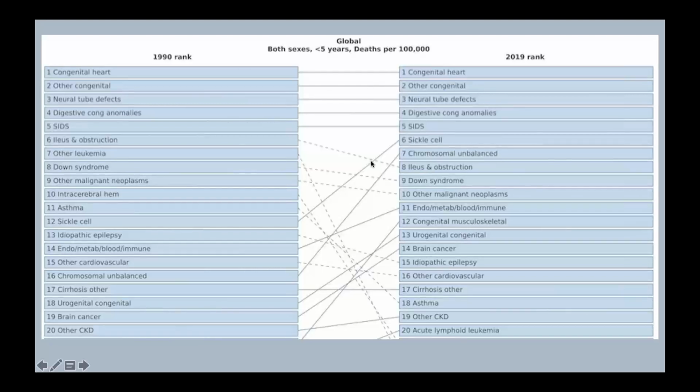And then there are some things that have fallen over time, like death from leukemia or asthma has dropped significantly. You'll see this even more dramatic if you look at the communicable diseases over time. As we've gotten better at treating infectious etiologies worldwide, the communicable diseases have dropped and the non-communicable diseases have gone up in rank in terms of the cause of death.